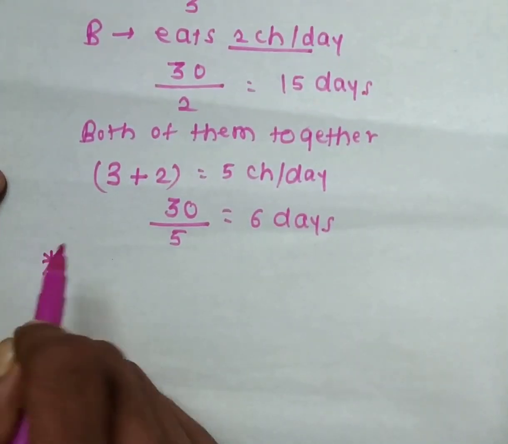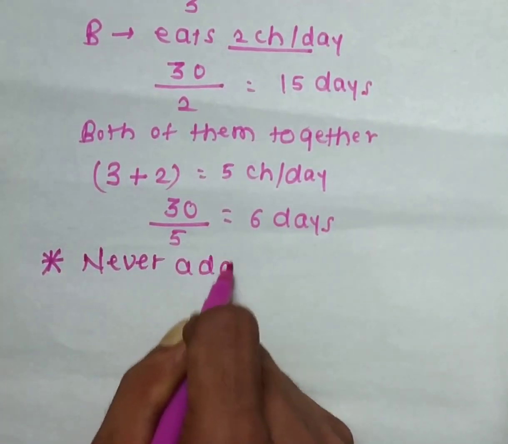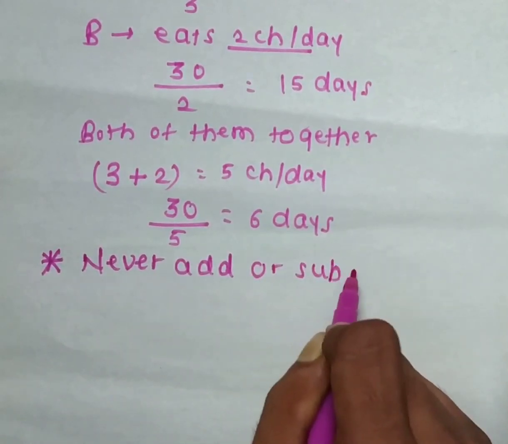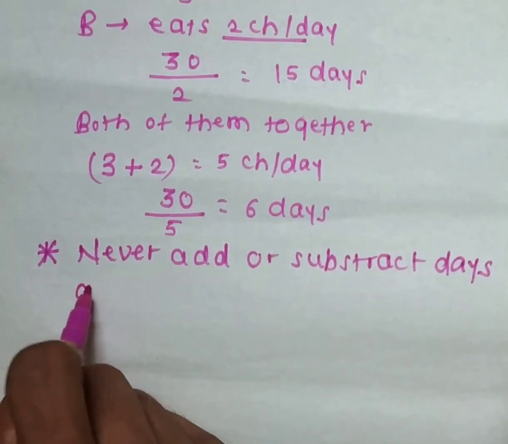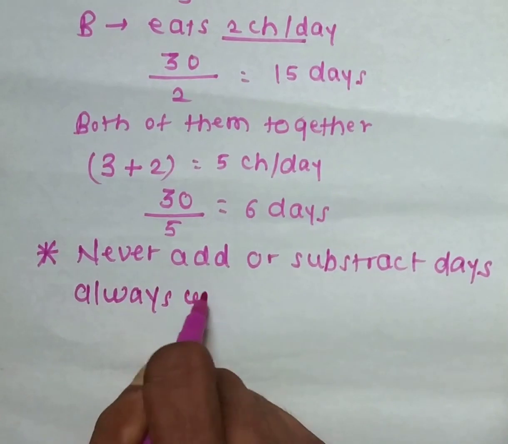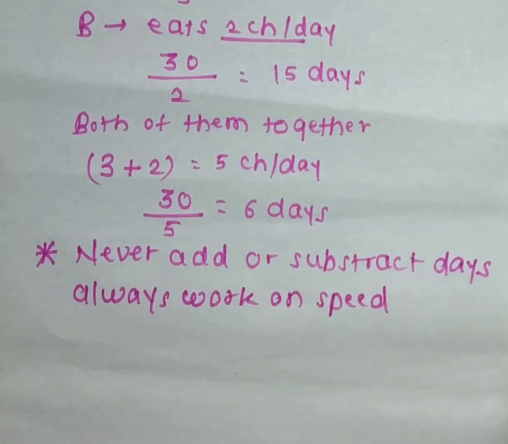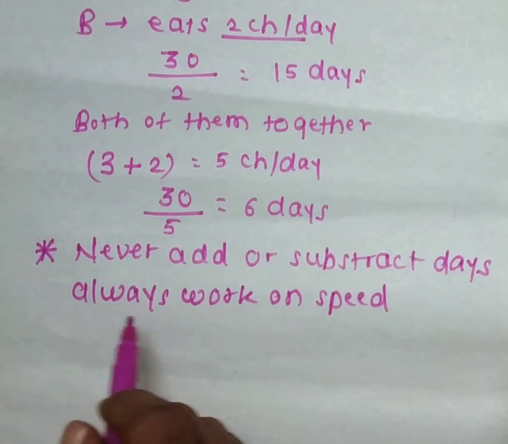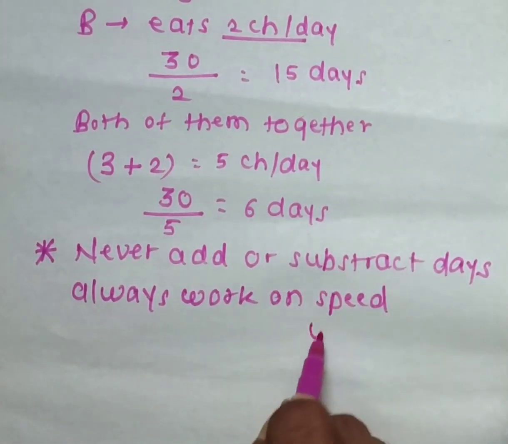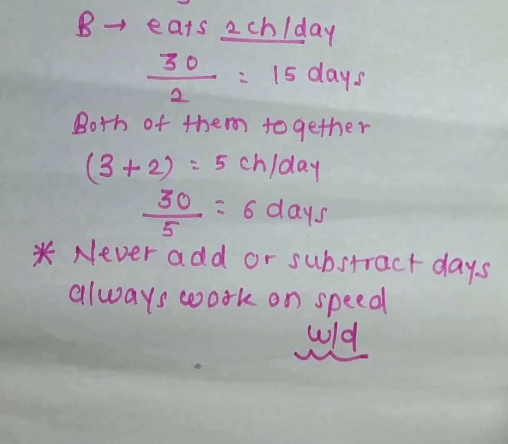One important concept in time and work is: never add or subtract days. Always work on speed. Please note it down, it is very important. In time and work we don't have to add or subtract the days, we just have to work on speed. Speed means work per day. We just have to add or subtract the work per day. We don't have to do anything with the number of days.